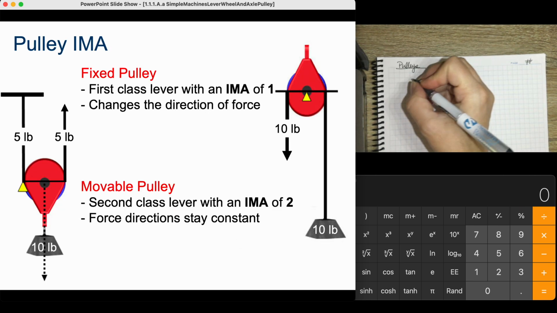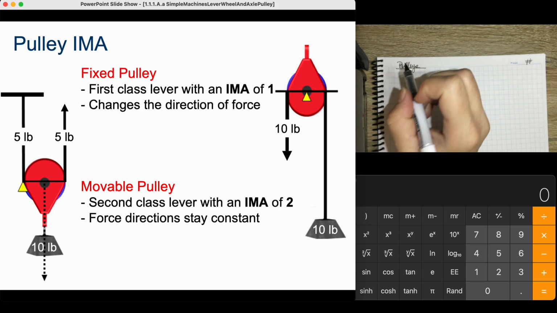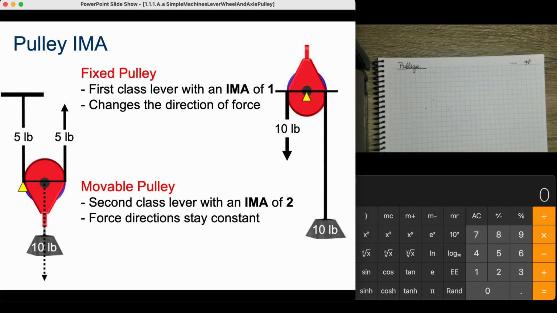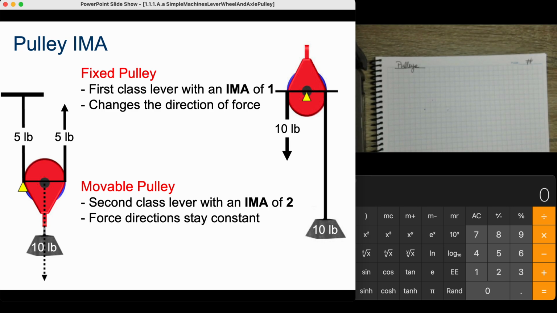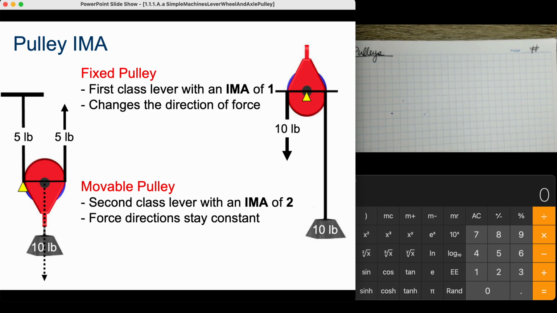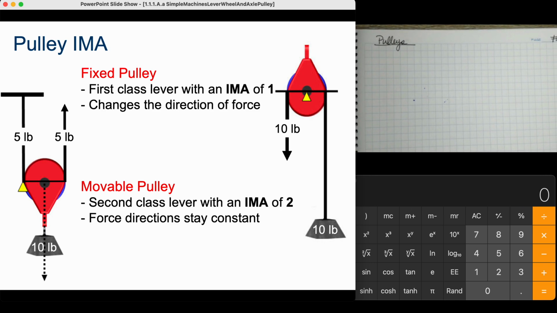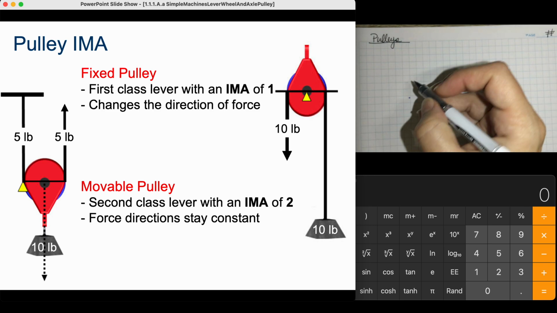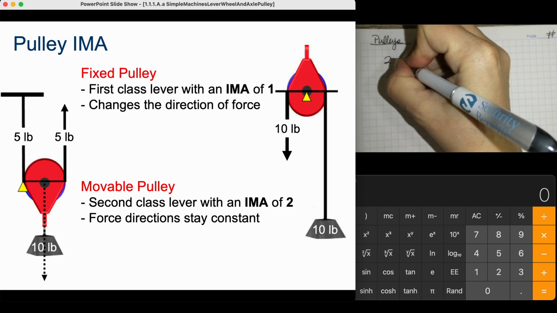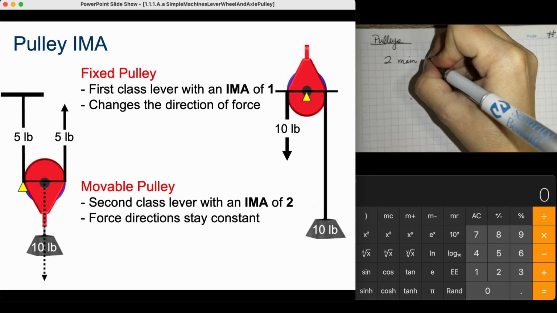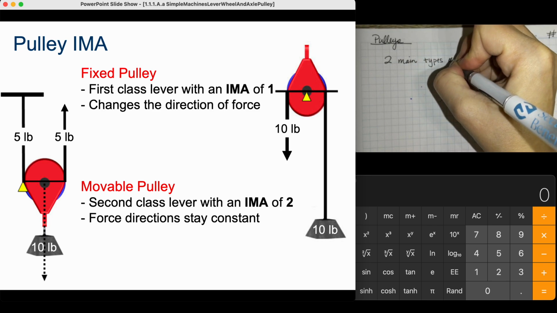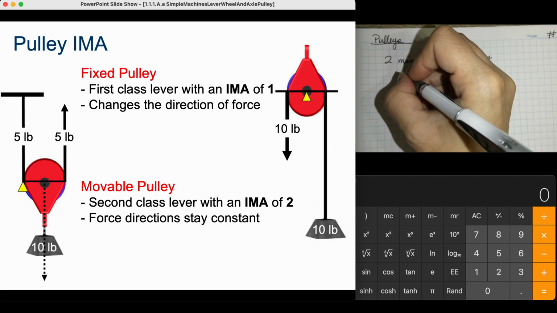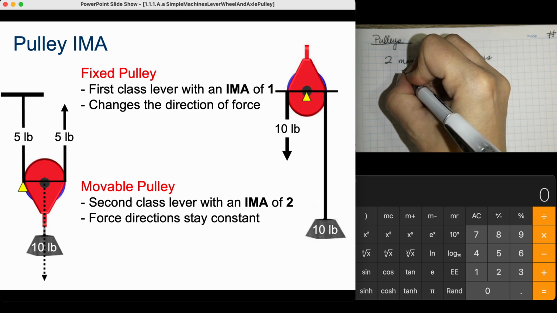We're going to talk about the two main types of pulleys and how we calculate the IMA of a pulley. Sorry that keeps going in and out. I'm going to try to see if it's a little blurry when I try to put the focus freeze on, but that doesn't look too bad. I'm going to go ahead and leave it there. Okay, so two main types of pulleys. We have the fixed pulley and the movable pulley.